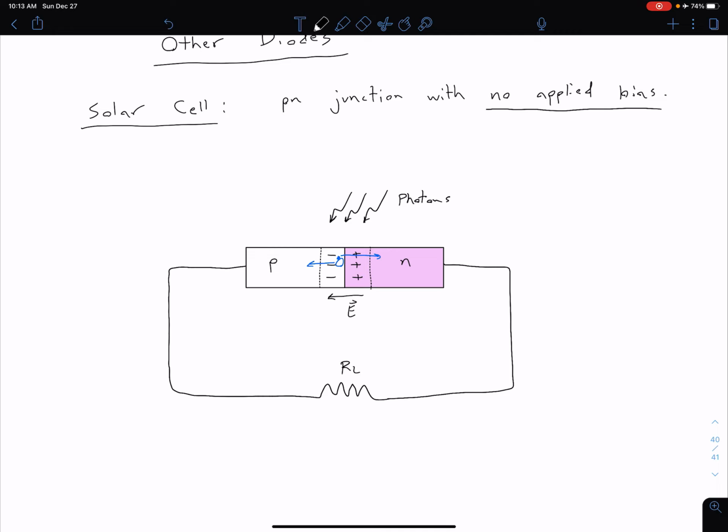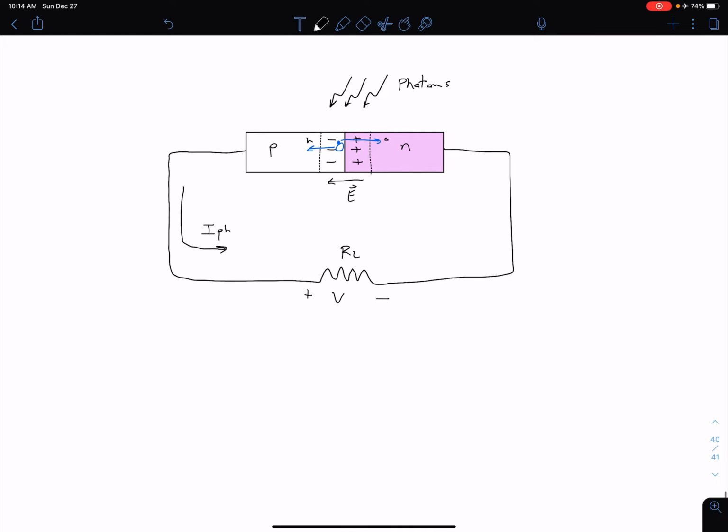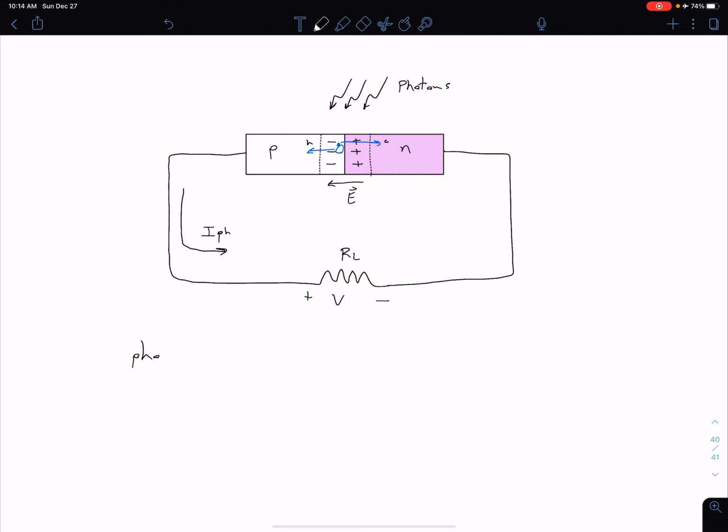And again, if we have holes moving in this direction and electrons moving in this direction, both of those correspond to some photocurrent, I sub pH, which is going in this direction. Of course, that's going to cause a voltage drop across here, and we're going to have power being supplied to this resistor. So again, this is producing a photocurrent, which we can use to power loads.